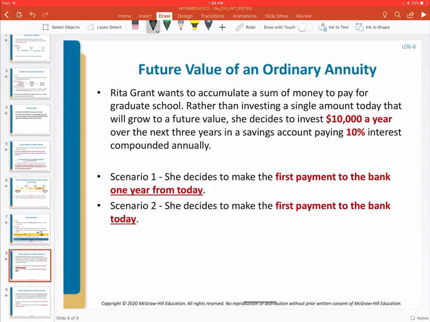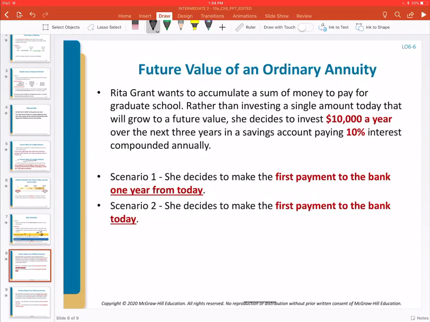So here's the situation that we're going to look at. We have a person who wants to accumulate a sum of money to pay for graduate school. So rather than investing a single amount, she decides that she's going to invest $10,000 a year over the next 3 years in a savings account that's going to pay 10% interest, and it's going to compound annually.